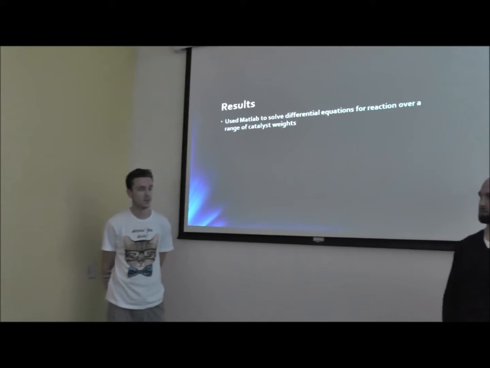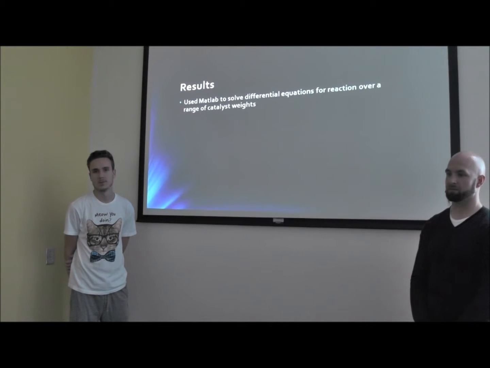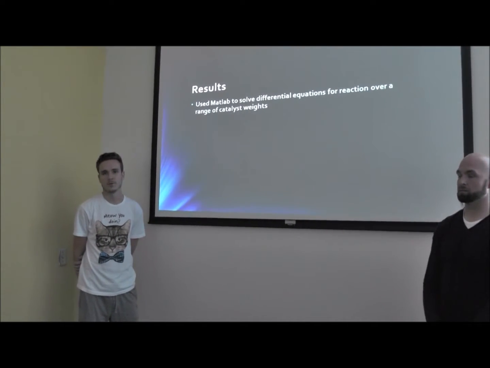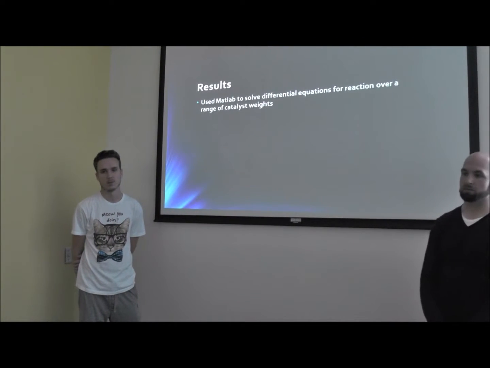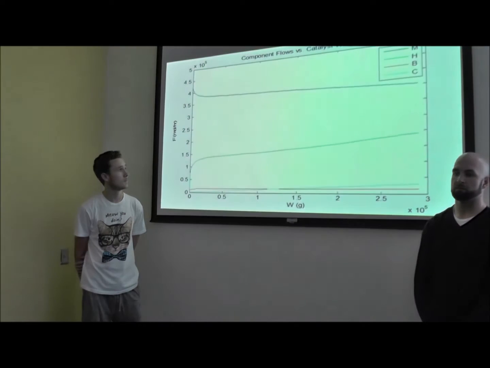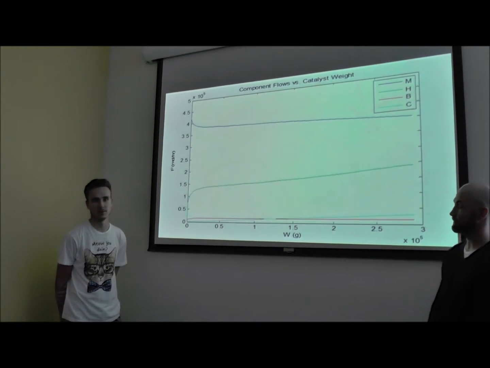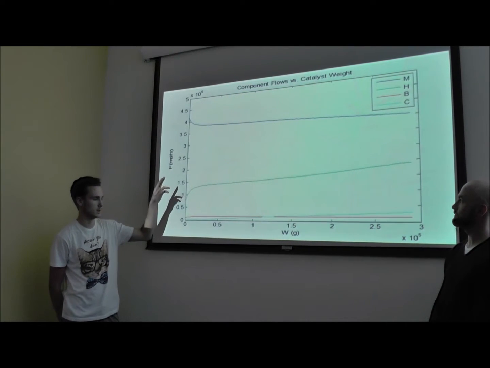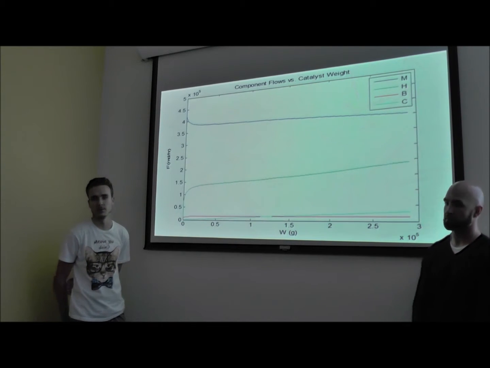Material and energy balances were solved based on the previous conditions, and these resulted in differential equations that could be solved using MATLAB. Also, the Ergun equation was used for the pressure drop along the bed, and that's also a differential equation that was solved with MATLAB. This first graph is showing our flow rates as a function of the catalyst weight. As you can see, benzene is the red and methane is the blue, and there's not much benzene production compared to the feed of methane that we have.